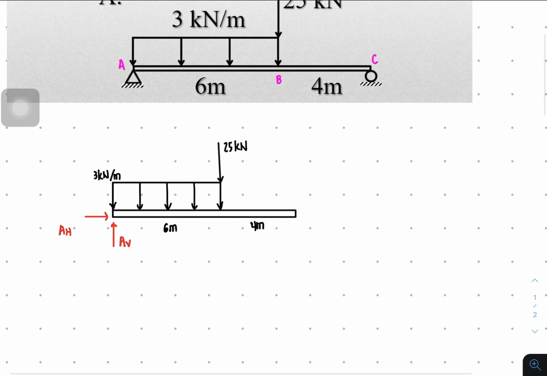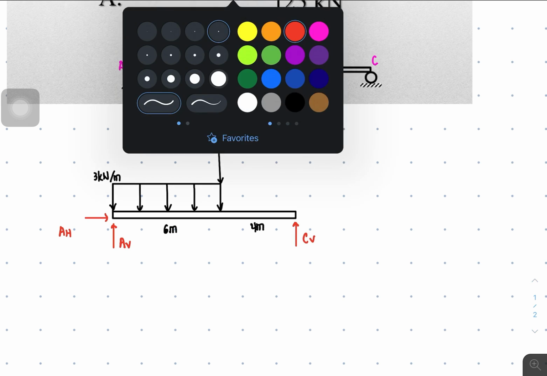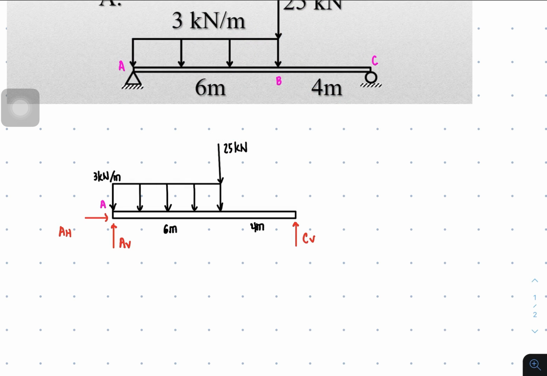And then at point C, there is a roller. So you have to provide a translation of that reaction of roller. So you call that as CV. So by the way, do not forget that you have letters assigned A, B, and C here. And then next procedure is to resolve forces when there are inclined forces and distributed load. So in this case, there are no inclined forces, but rather a uniform or distributed load.